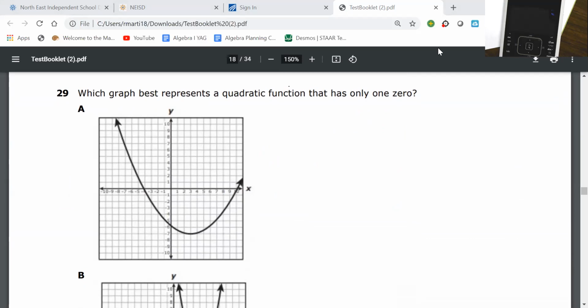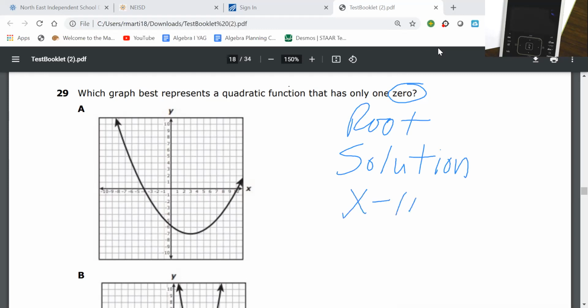In quadratics, you remember zero is another word for root. It's another word for solution. It's another word for x-intercept. They all mean the same thing. And the odds are, over the course of an entire 54 problem test, you're going to see all four of those used in different ways, but they all mean the same thing. Where does the parabola cross the x-axis?